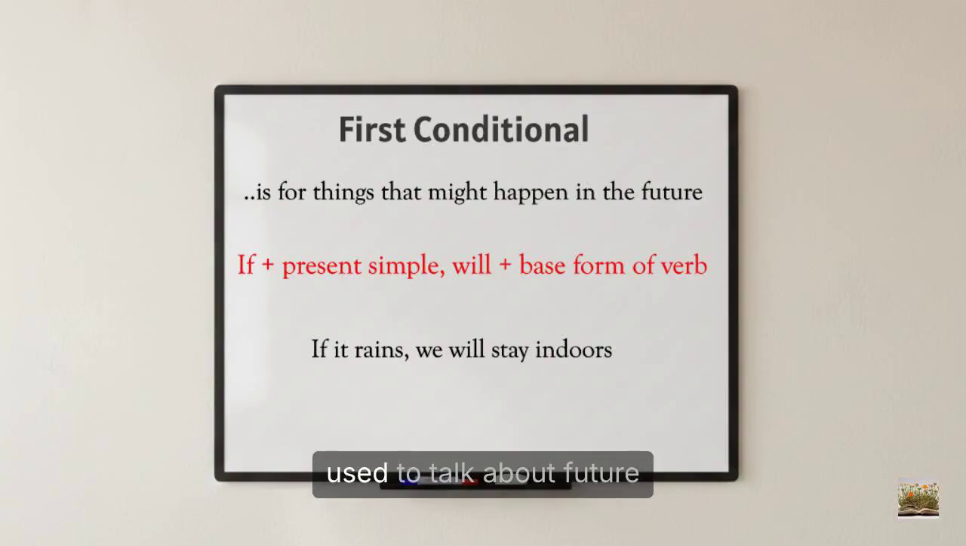The first conditional is used to talk about future possibilities and outcomes that are likely to happen. It typically consists of 2 clauses, the if clause and the main clause. In the if clause, we use the present simple tense, while in the main clause, we use the future simple tense, often with will. For example, if it rains, we will stay indoors. This structure suggests that the action in the main clause depends on the condition in the if clause. The first conditional is ideal for expressing situations that are realistic and possible. By using the correct verb tenses, we clearly communicate the relationship between a potential future event and its probable result.